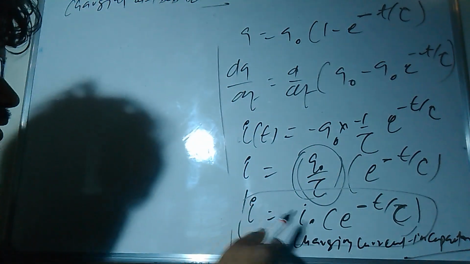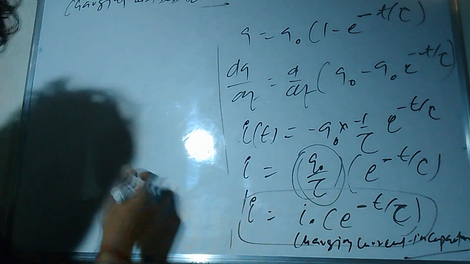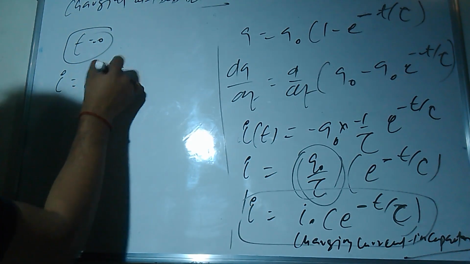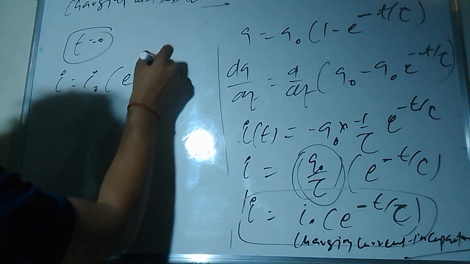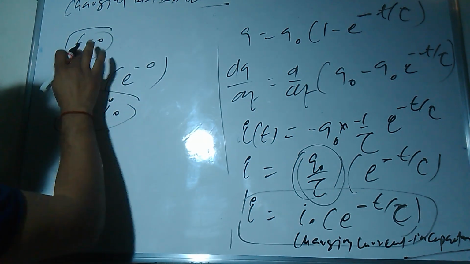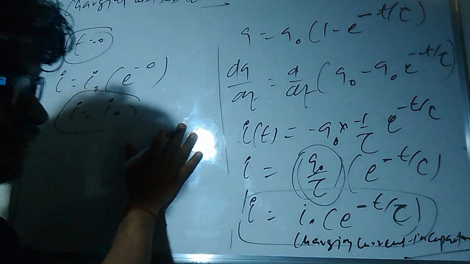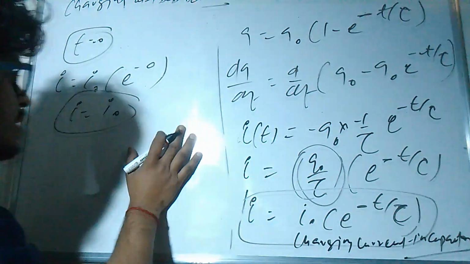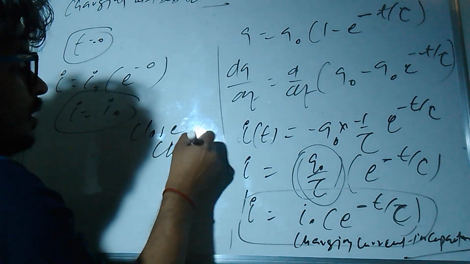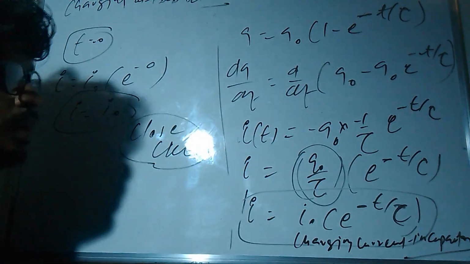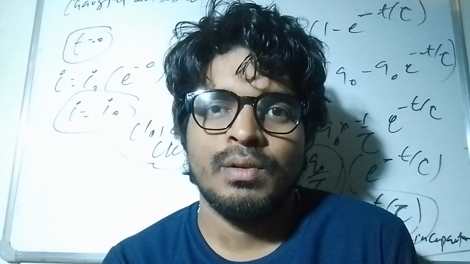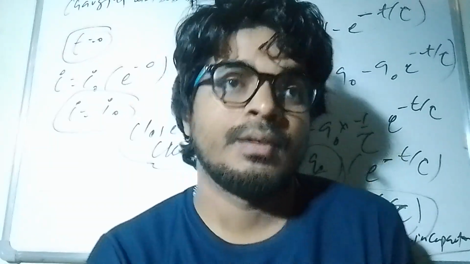In charging of the capacitor, if you put t equal to 0, I equals I naught e to the power minus 0, which is I naught. So at t equals 0 you will get current. It means the capacitor behaves like a closed circuit at the starting of the circuit, at t equals 0, meaning there will be current in the circuit.